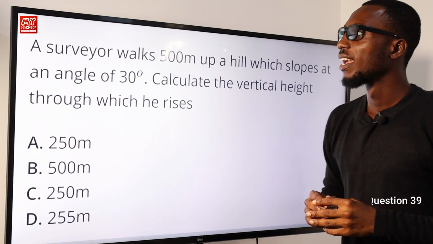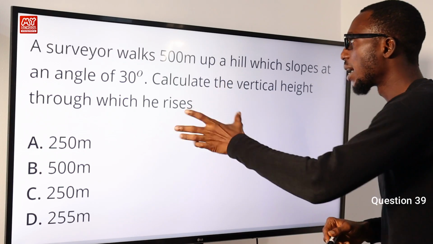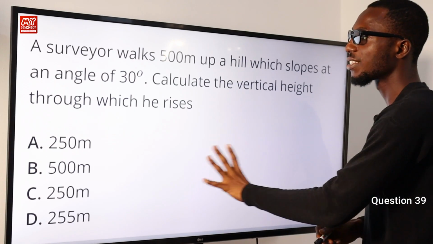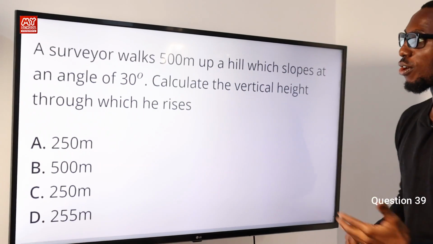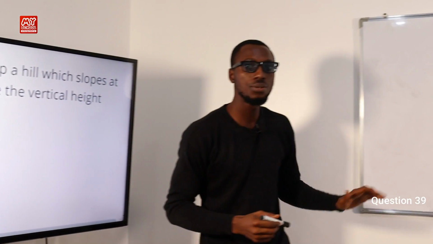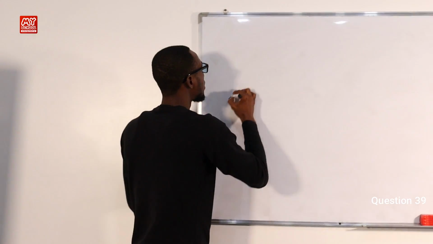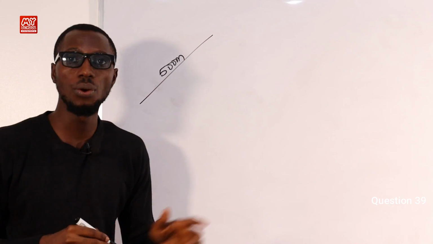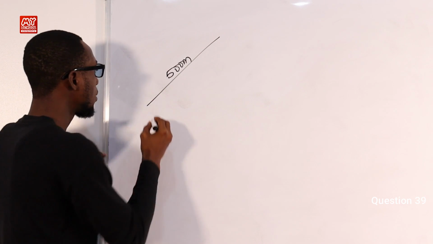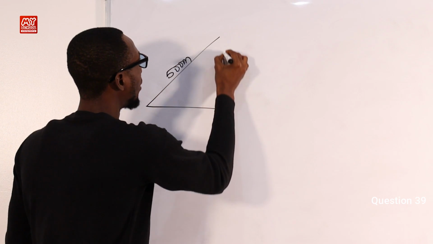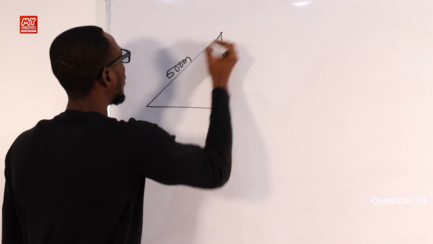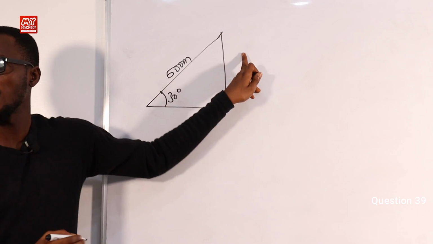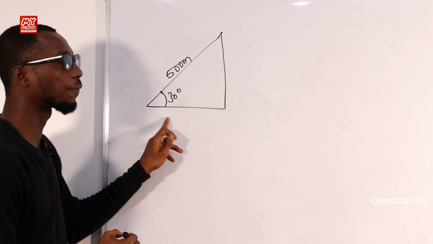Number 39. A surveyor walked 500 meters up a hill which slopes at an angle of 30 degrees. Calculate the vertical height through which he rises. So we are told the surveyor walks 500 meters along a slope at an angle of 30 degrees with the ground. Very well, angle 30 degrees. So we are required to calculate the vertical height through which he rises from the ground level.